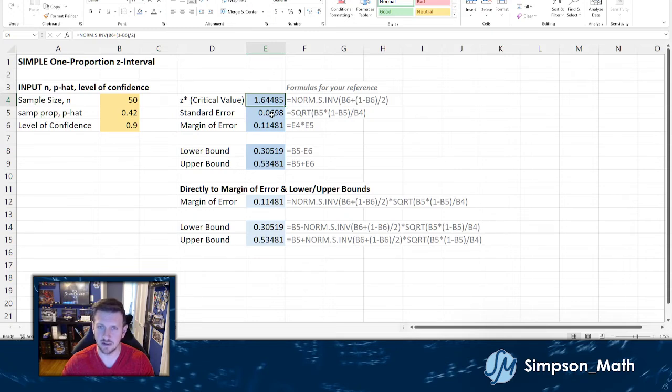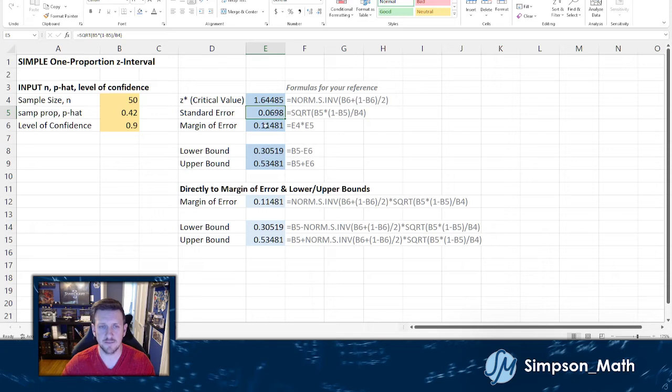All right, then for my standard error, that's the square root of p hat q hat over n. So my p hat is 0.42 in cell B5, so the formula for square root is SQRT. So square root of p hat times 1 minus that same p hat, and then divide by my n, which is in cell B4. You don't have to worry about parentheses to force p hat times q hat into the numerator, because it's all multiplication, so it's understood that it's in the right spots.